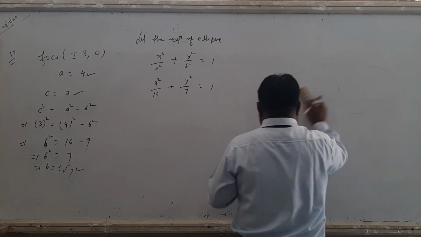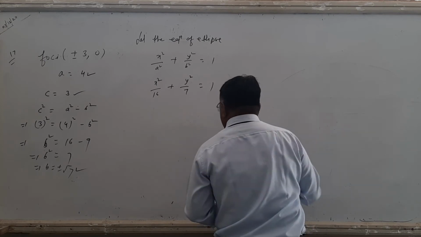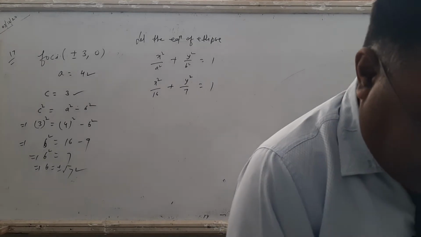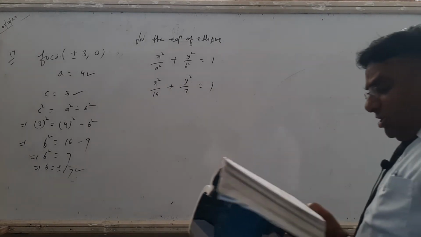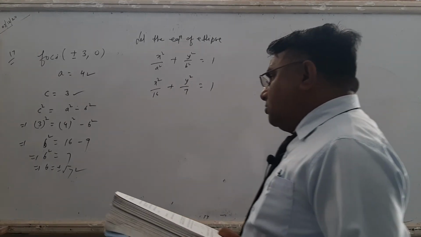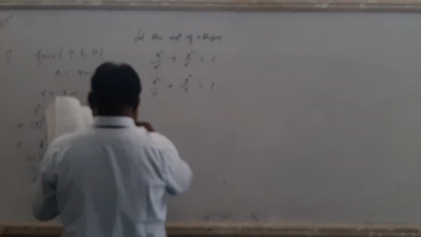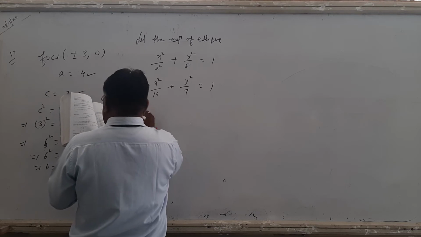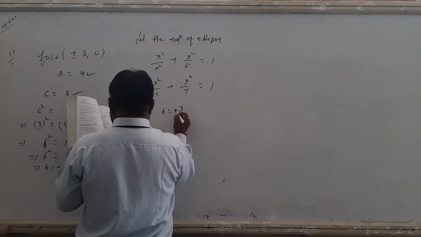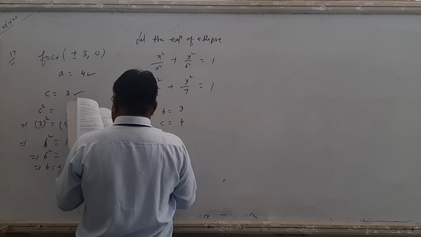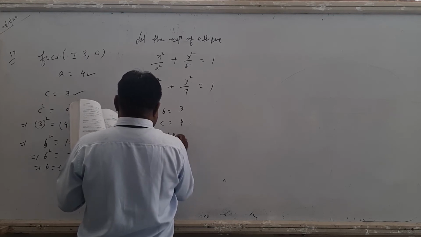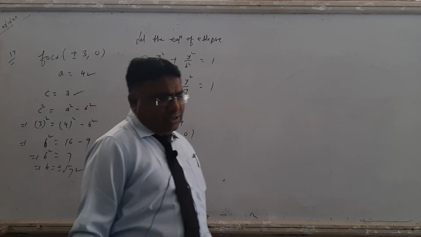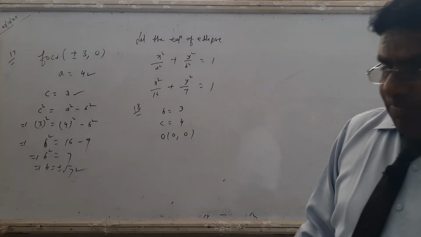Now question number 18: find the equation of the ellipse. In 17, a is given, c is given and center at origin. You know student, both are standard form, then the center is always the same, 0 comma 0. Then question number 18, the value of b is 3 and the value of c is 4. Center at origin, that means 0 comma 0. And foci on x-axis, you know student, foci on x-axis, that means the first ellipse, right.